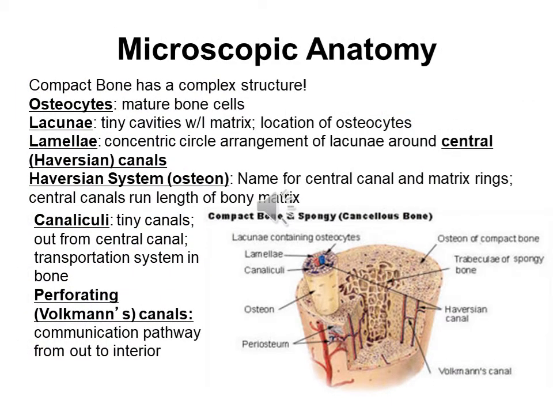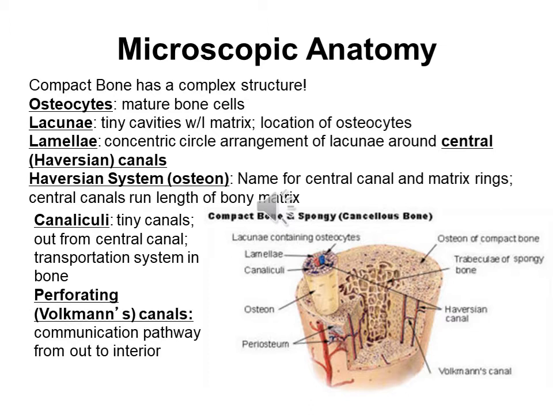Your microscopic anatomy is another place I would suggest you spend some time studying, making sure you understand the structure. This can be hard in a recorded lecture. I'll do my best. Your compact bone actually has quite a bit of complex structure, and when we look at it a little bit closer, you can see that it's set up in repeating osteons, or sets of rings. And each ring, or each osteon, is known as your Haversian system, which is the name for both the central canal, the Haversian canal, and the matrix rings.